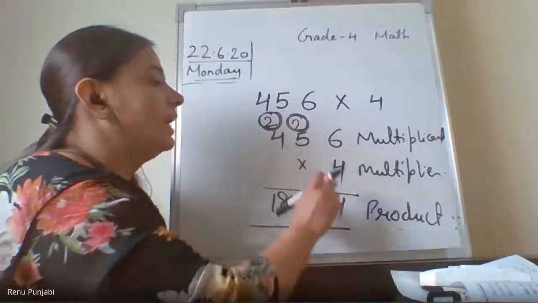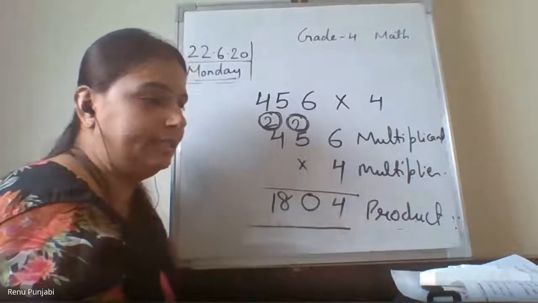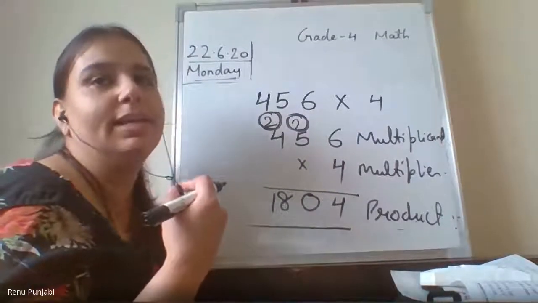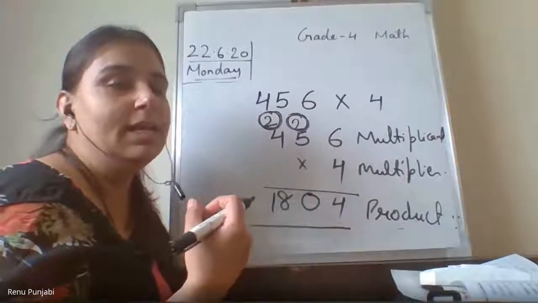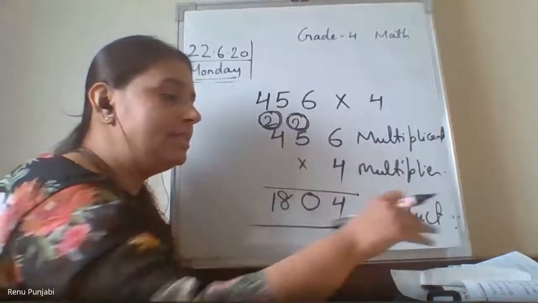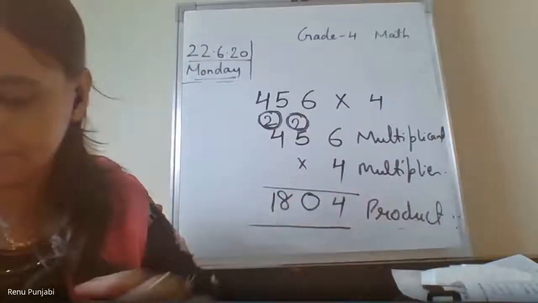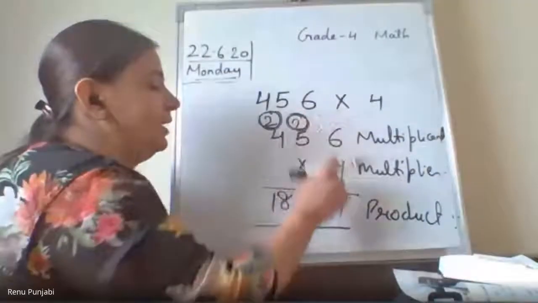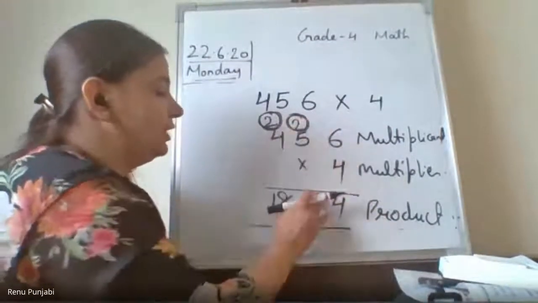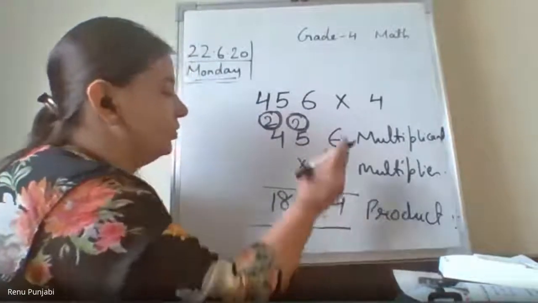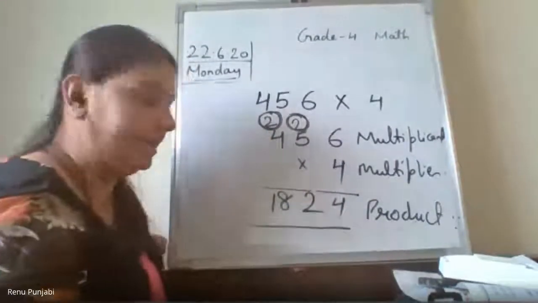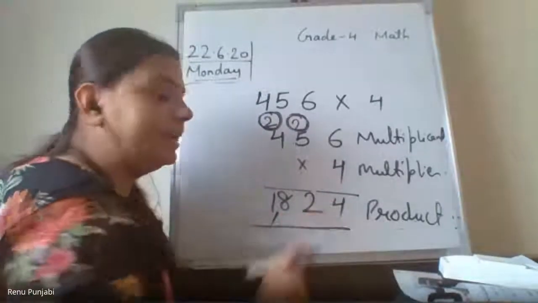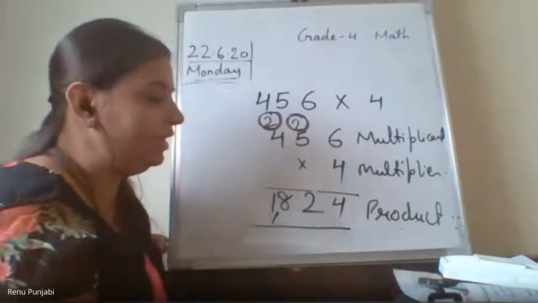I hope you all are clear how to multiply with the one digit number. Maybe sometimes you feel difficulty in multiplying the two digit number. That also we will do in today's class. Yes, ma'am, there will become 22, then 18. 4 6s are 24. 4 5s are 20 plus 2, yes, 22. 4 4s are 16 plus 2 is 18. So this will be 1824. Very good.